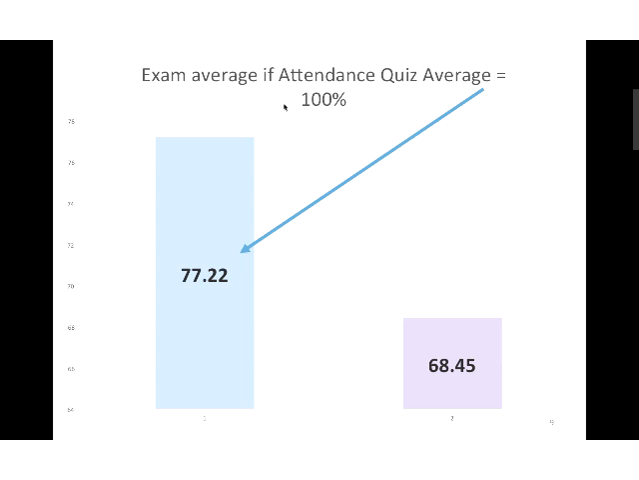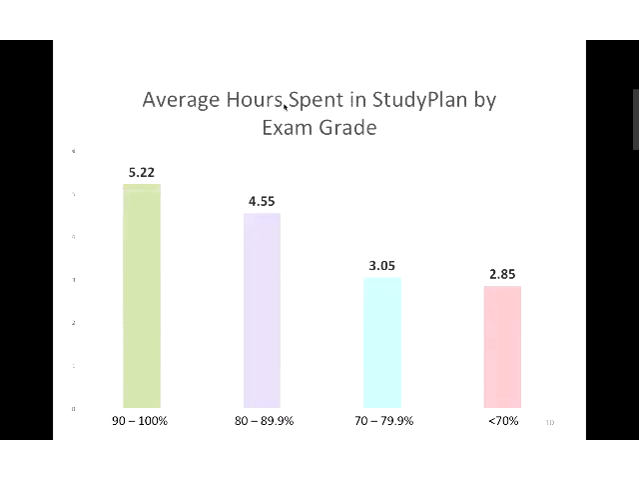And then I have one more that shows you the average number of hours spent in study plan by exam grade. So what you've got here, the first green bar, the far left bar, those students that scored 90 to 100, or 90 to 102% actually, spent on average 5.2 hours in the study plan. The B group, 80 to 89, spent 4.5 hours. The C group spent about 3 hours, and the average was a little bit lower for anybody that got less than 70.